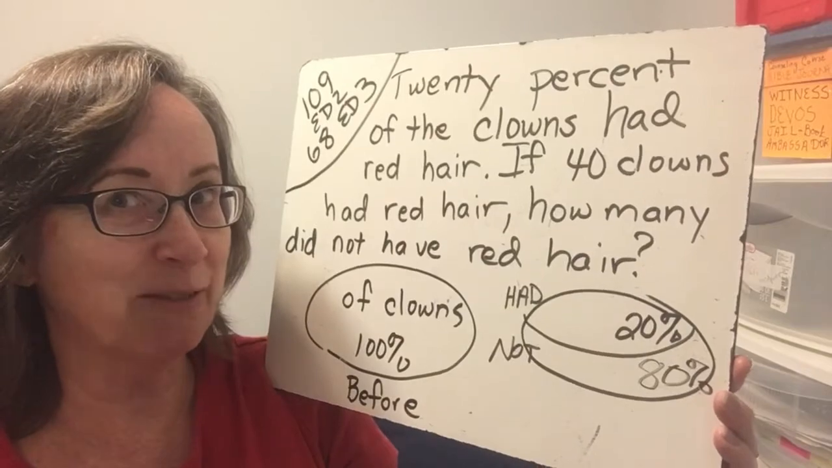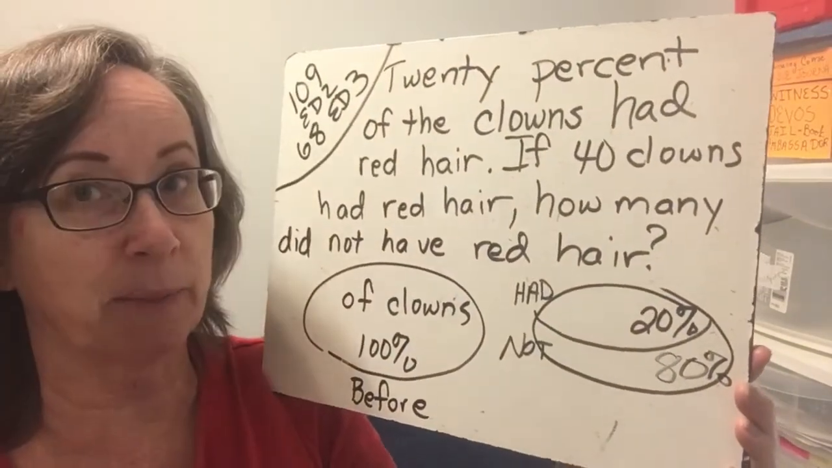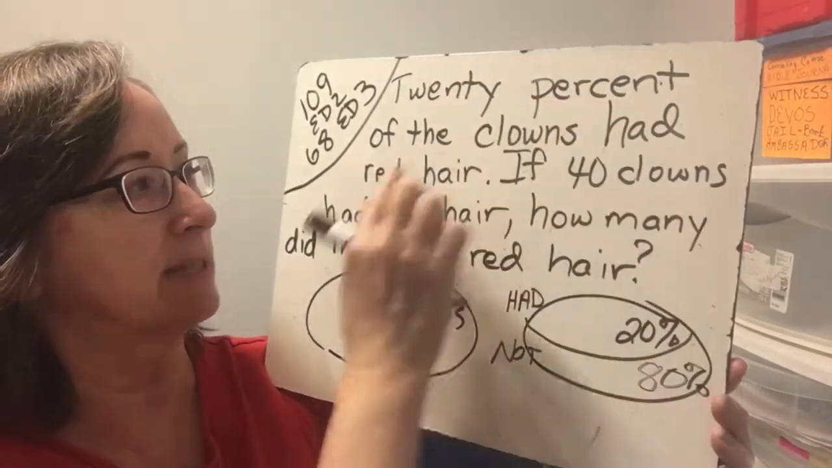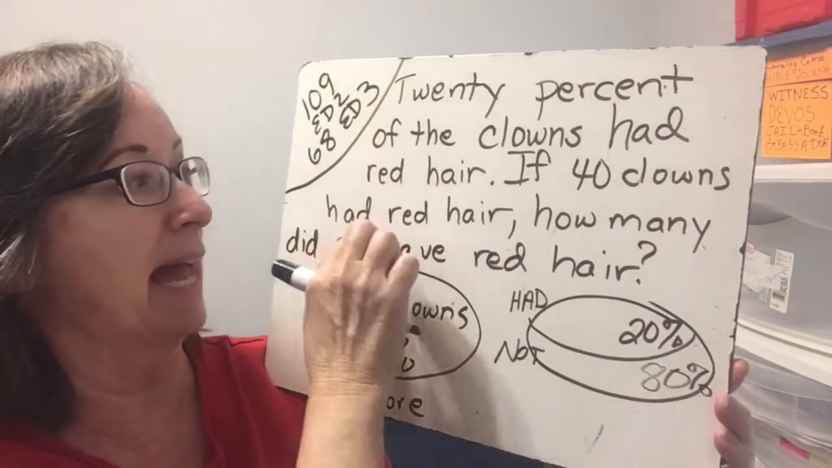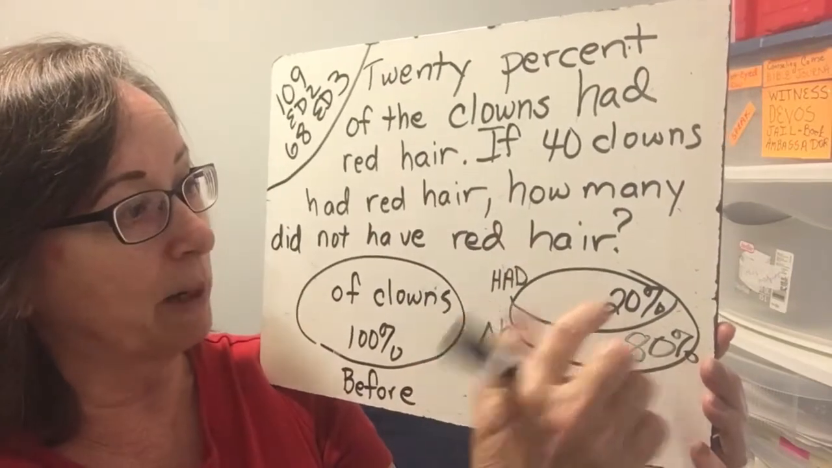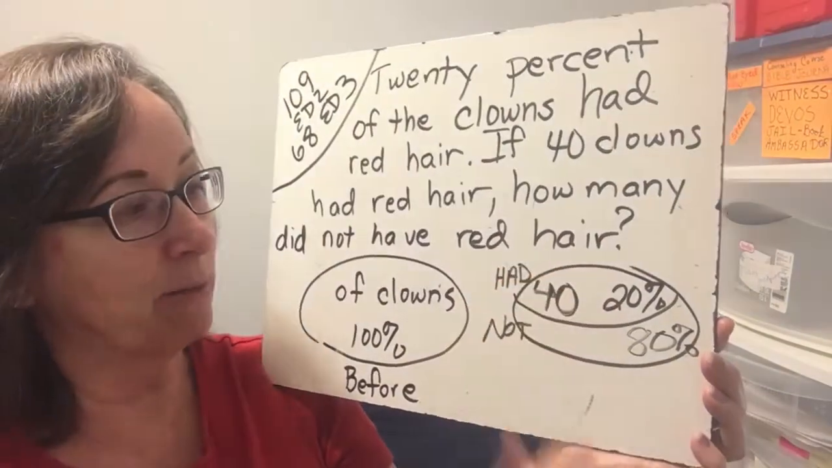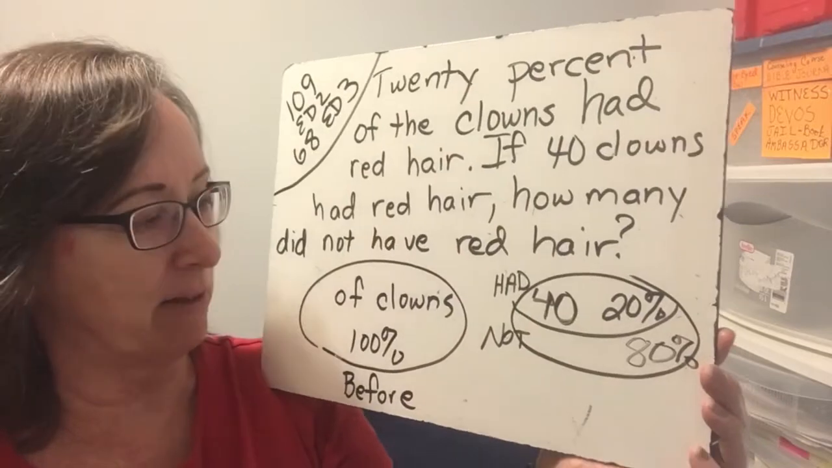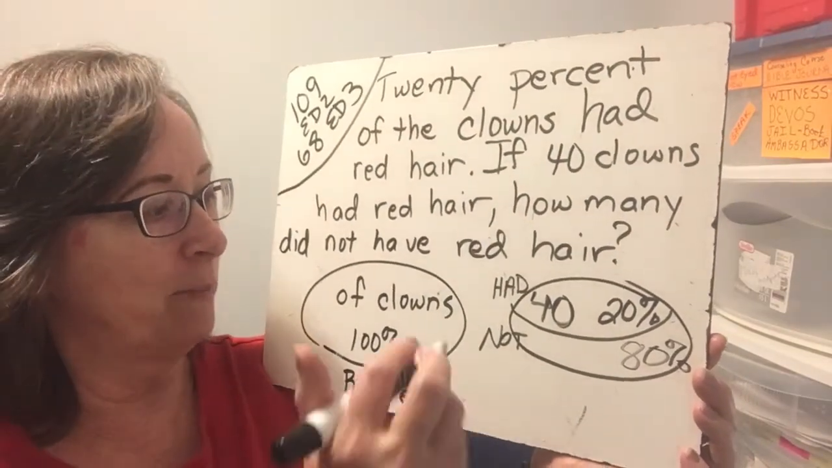Then they give us one more piece of information. We're always going to draw a diagram because the diagram makes the problem so much clearer. 20% of the clowns had red hair. If 40 clowns had red hair, that is the 20%, isn't it? So 20% was 40. Now we can't figure out what the 80 is because we don't know how many clowns we have. But we do know something.